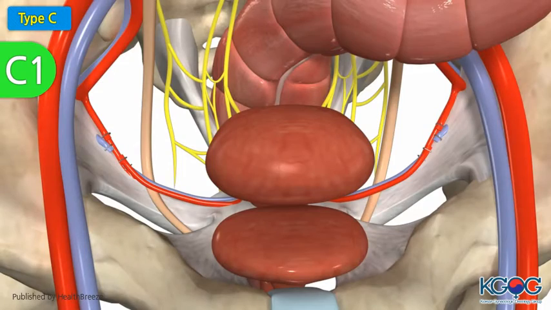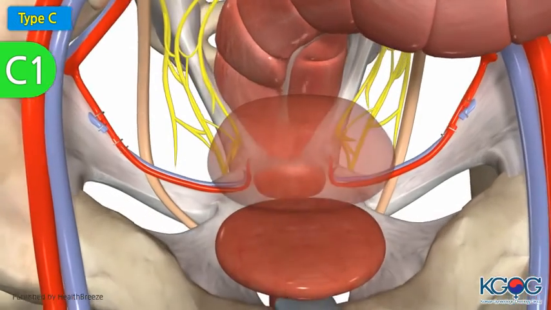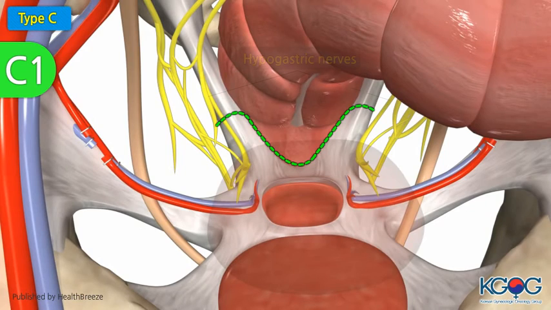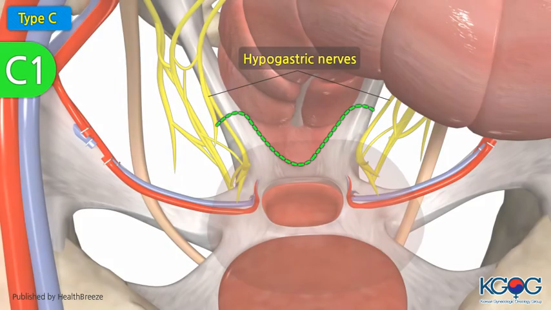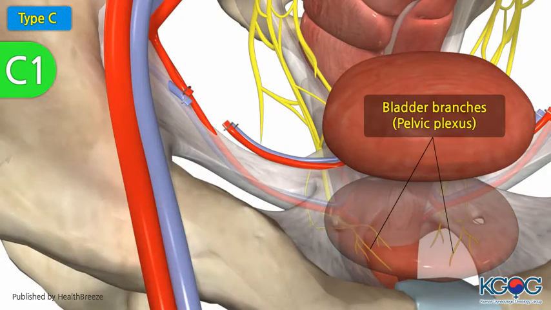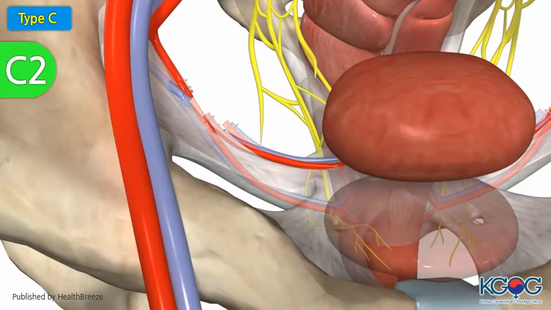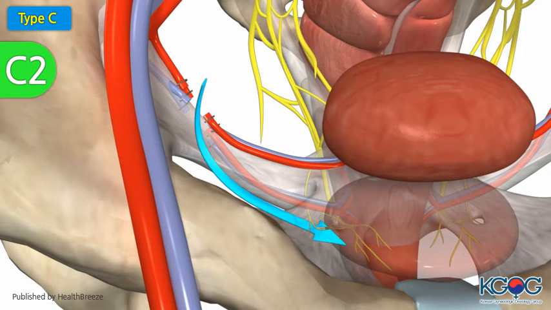In type C1, the uterosacral ligament is transected after separation of the hypogastric nerves. The bladder branches of the pelvic plexus are preserved in the lateral ligament of the bladder. If the caudal part of the paracervix is transected, careful identification of bladder nerves is subsequently required. For type C2, the paracervix is transected completely, including the part caudal to the deep uterine vein.